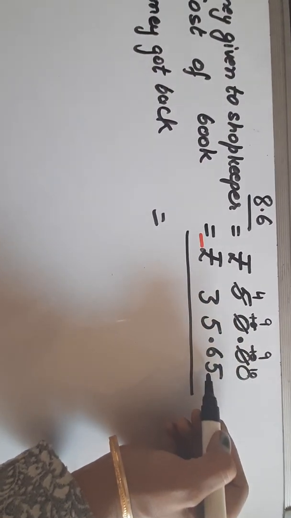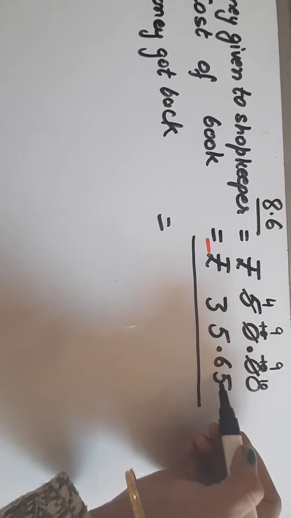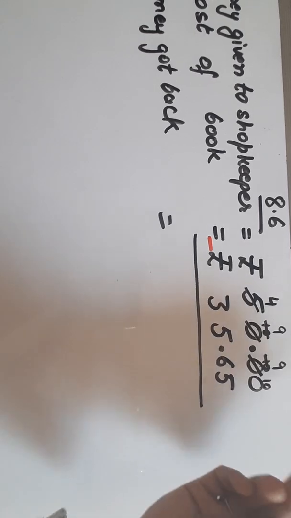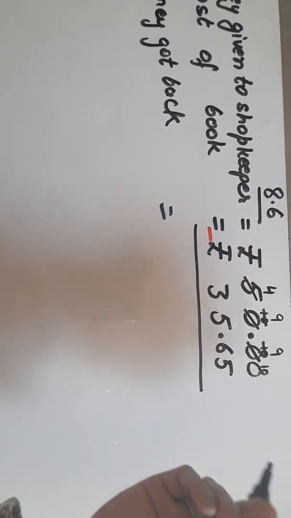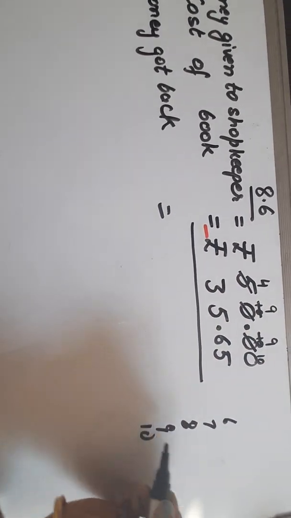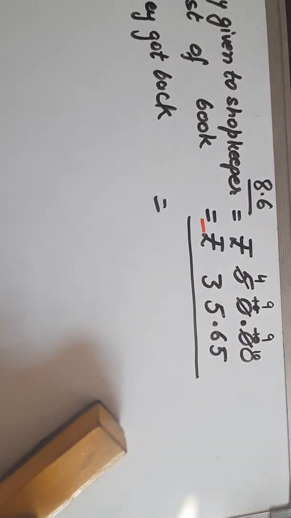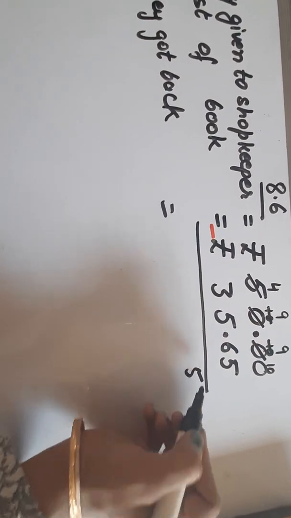So 10 minus 5. So start counting from the number next to 5. Which is the number next to 5? 5 के आगे कौन आता है? 6. So 6, 7, 8, 9 up to 10. So how many numbers are there? 1, 2, 3, 4, 5. So that means 10 minus 5 is 5.